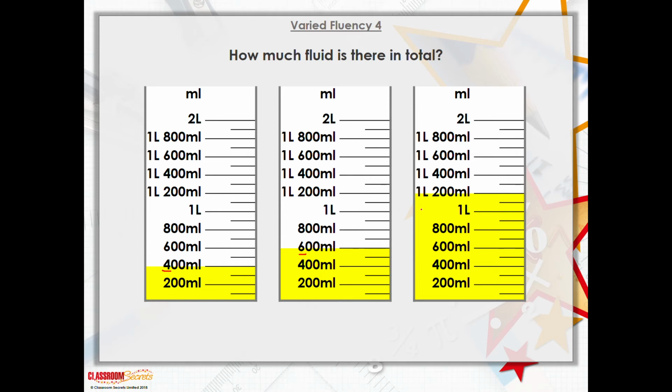So in this third container, we can see it comes up to here, which is 1 litre and 200 millilitres. Now what you need to do is add on that extra litre. Can you tell me how many litres there are altogether? Give you a couple of seconds to have a think. So if we've got 1 litre in these 2 containers, we need to add that 1 litre on to our 1 litre 200 millilitres. Well done, we've got 2 litres and 200 millilitres all together.